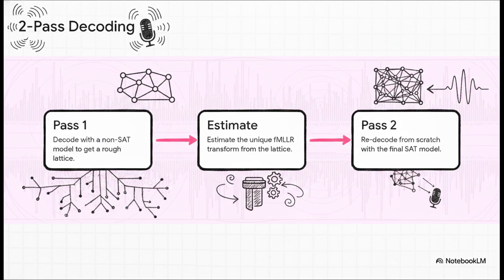Step 2, we use that lattice to estimate our test speaker's unique fMLLR transform. Because a lattice gives us soft probabilities rather than a single rigid guess, it's highly forgiving of any mistakes made in Pass 1. Then, Pass 2, we take those newly adapted fMLLR features and completely redecode the audio from scratch using our highly accurate SAT model.